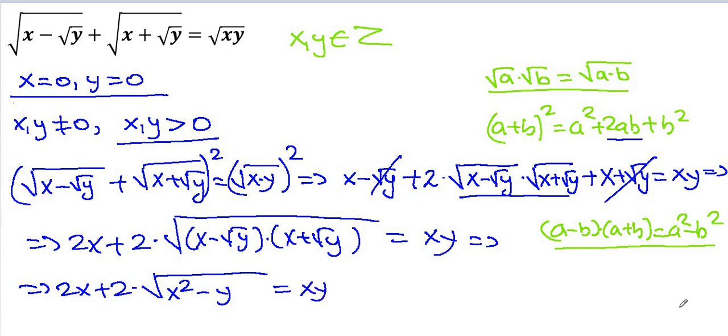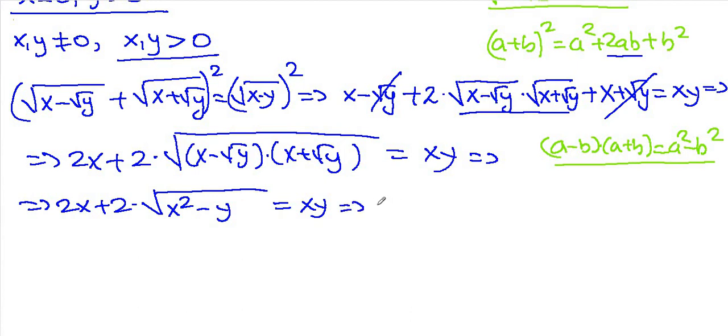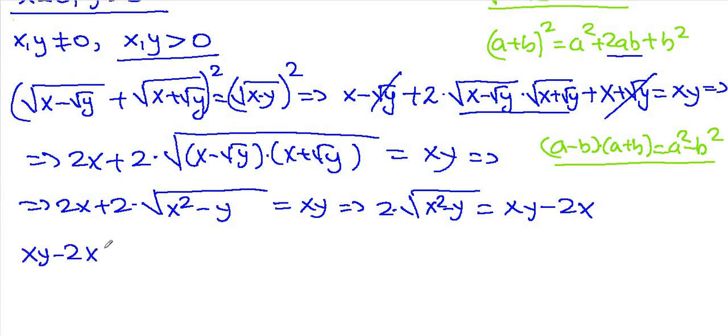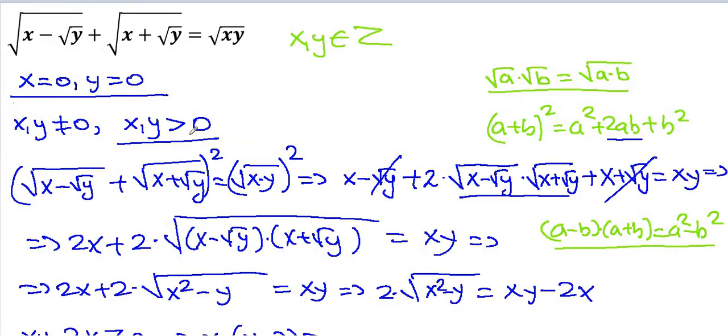And let me move this 2x to the right-hand side. Then I will get 2 times square root of x squared minus y is equal to xy minus 2x. We see that in the last equation, the left-hand side is square root of x squared minus y. So which means that the right-hand side must be positive. In other words, xy minus 2x must be greater than or equal to 0. Factoring out x, I will get x times (y minus 2) is greater than or equal to 0. So here, as we remember, we are assuming that x and y are strictly greater than 0.